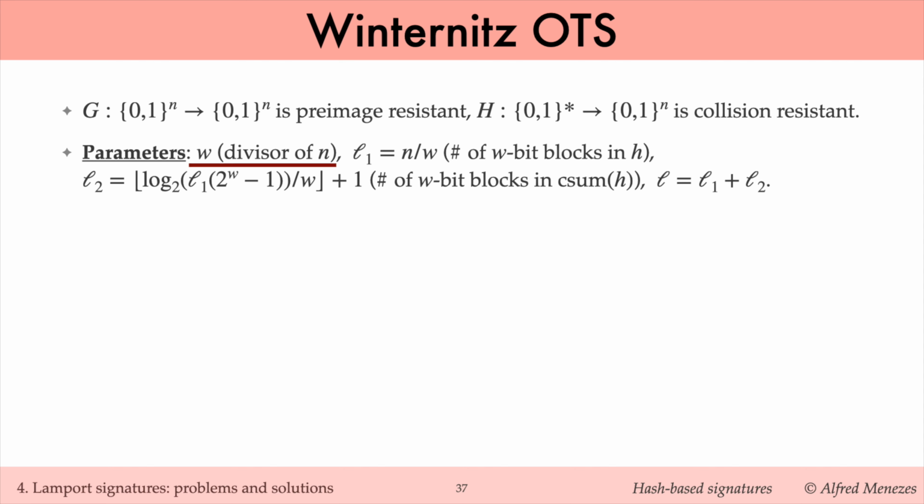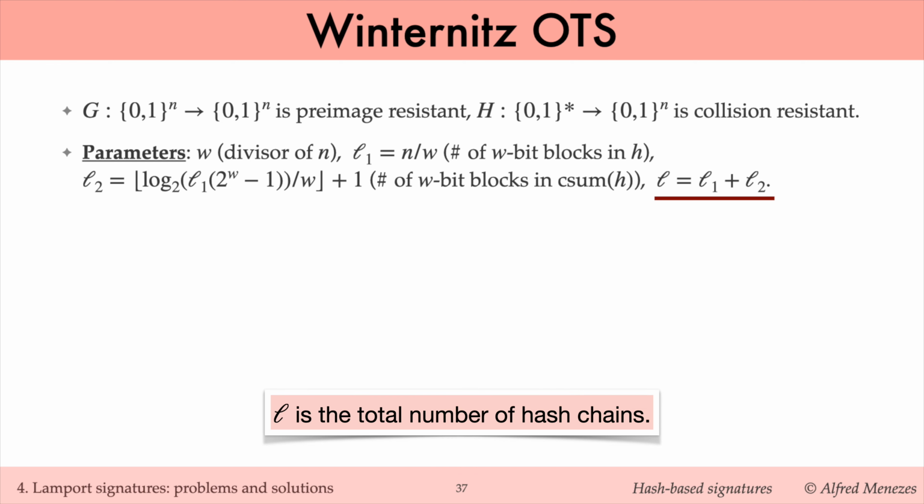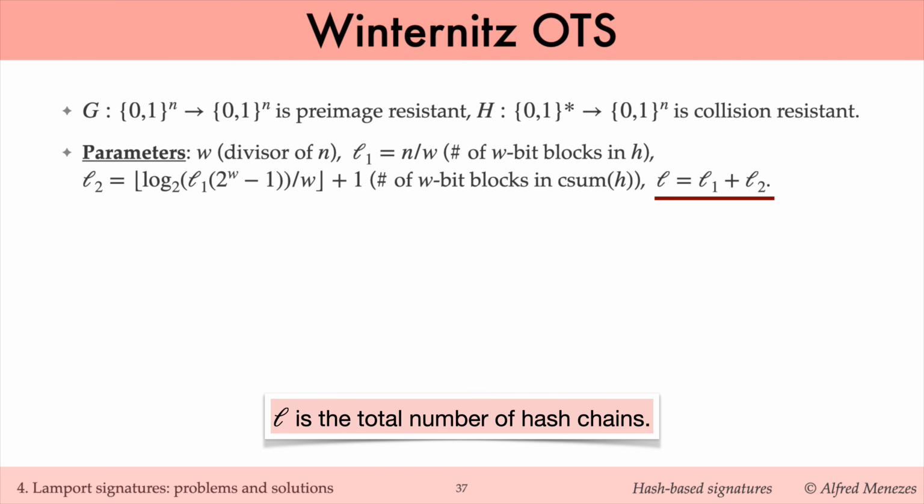Parameters include the Winternitz parameter W, which is a divisor of n, L1, which is the number of W-bit blocks in a hash value H, L2, which is the number of W-bit blocks in the checksum, and L, the sum of L1 and L2.